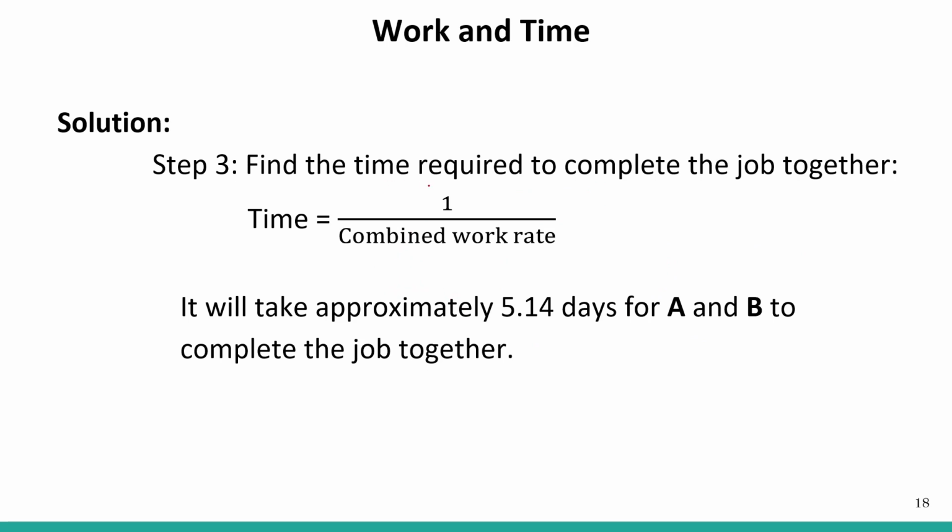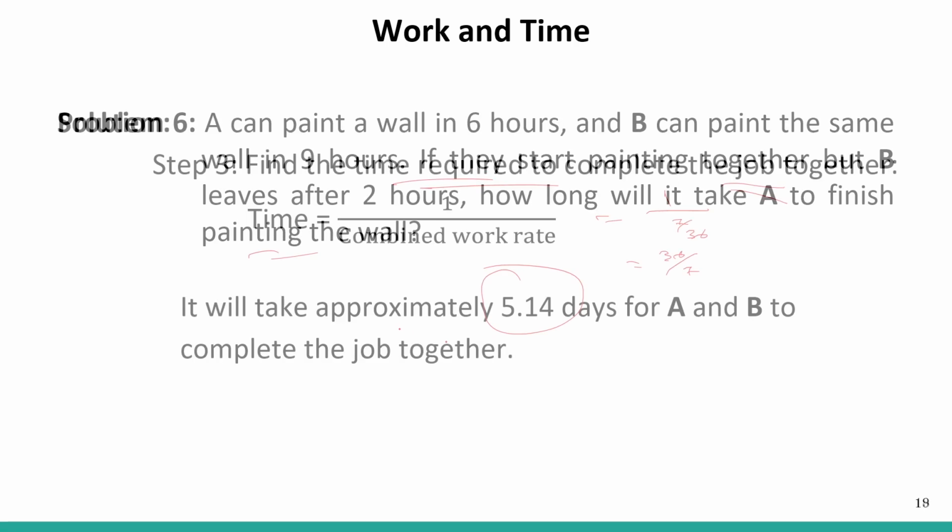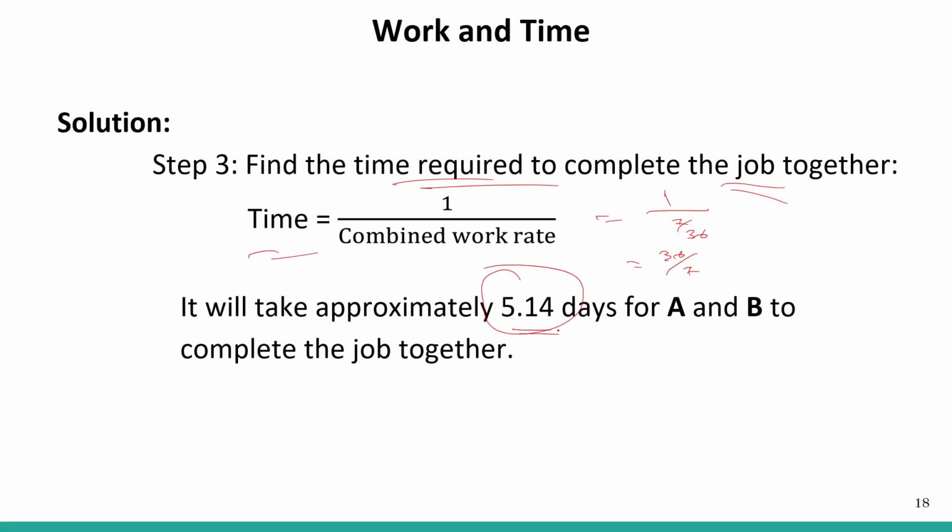So find the time required to complete the job together. So time is equal to what? 1 by combined work rate. So time is equal to 1 by 7 by 36, it is equal to 36 by 7. Okay, dividing 36 by 7, what we arrive at is 5.14. So for A and B to complete the job together, they need 5.14 days.